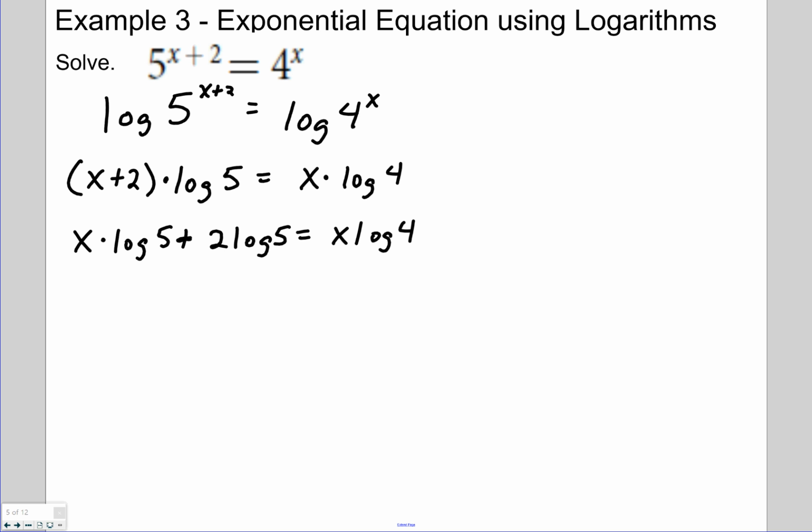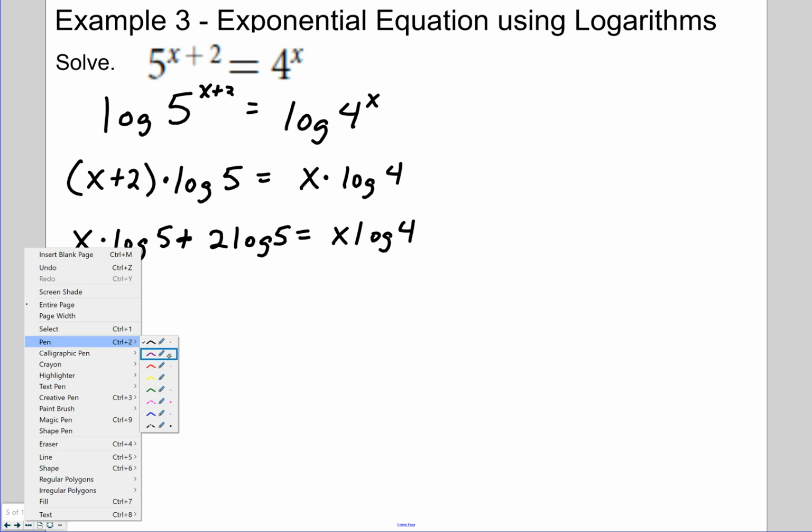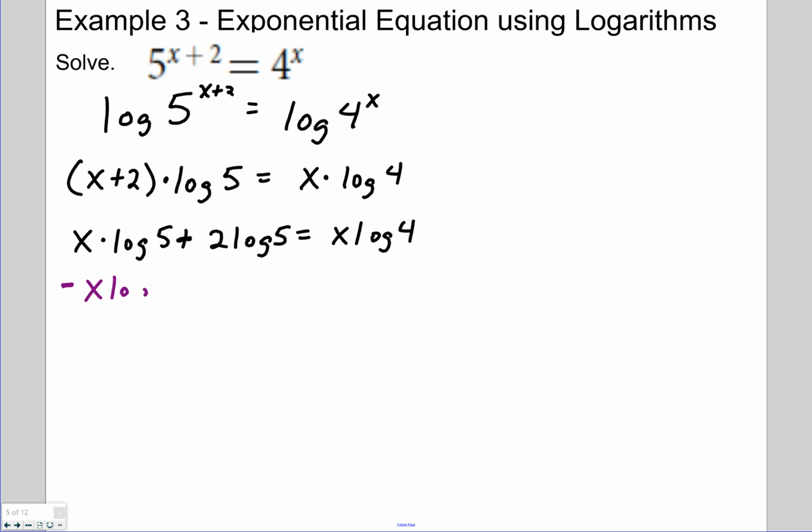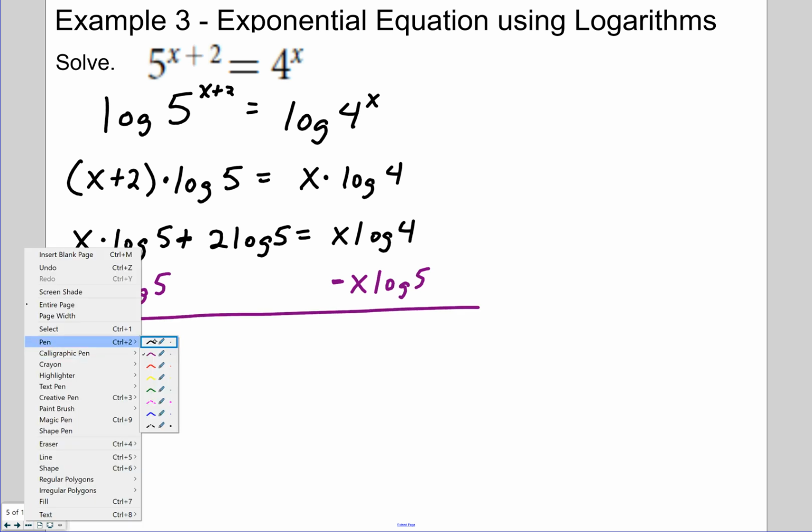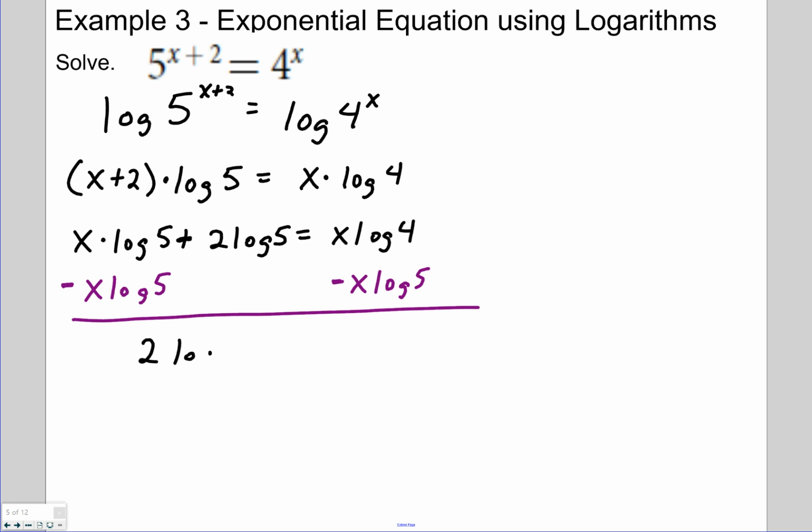Now, look at both sides of the equation. On this side, I have x times the log of 5, and on this side, I have x times the log of 4. I would like to get those logs to be together. All right, so which way do you want to move them? I don't care. Let's go to the other side? Okay, cool. So I'm going to write down minus x log of 5 on both sides. All right, now watch how that works. So on this side, I have 2 log of 5 equals x log of 4 minus x log of 5.